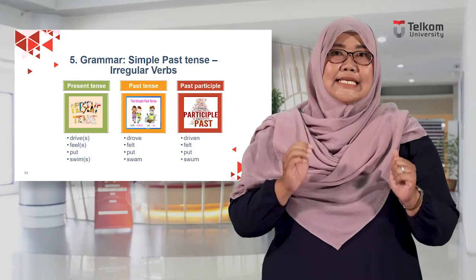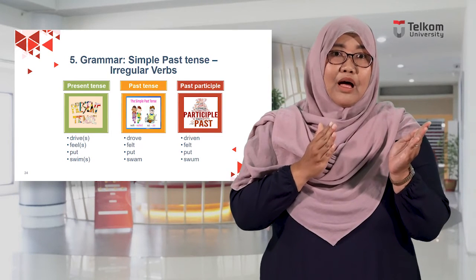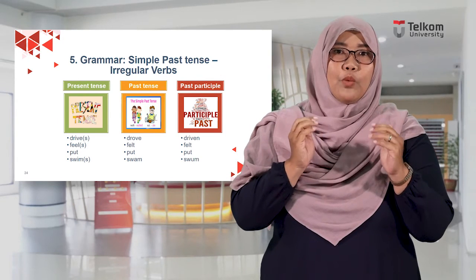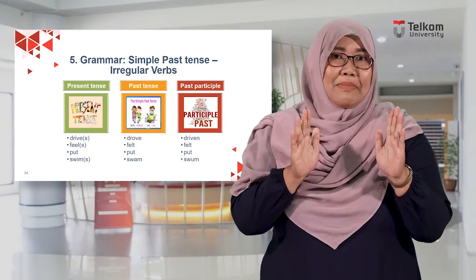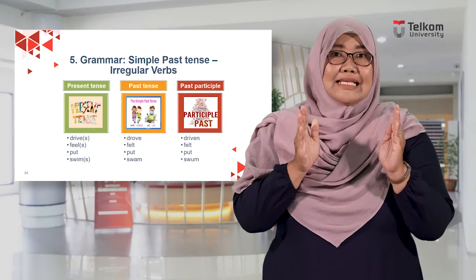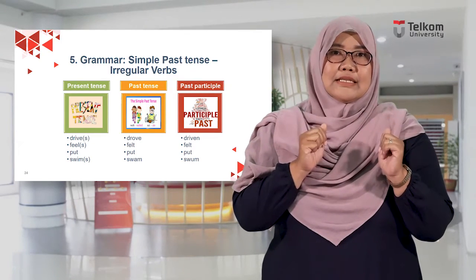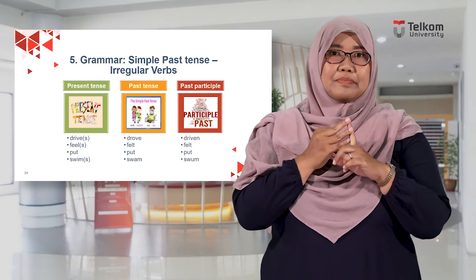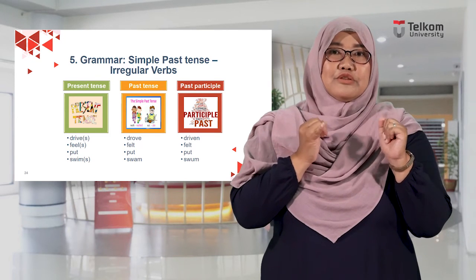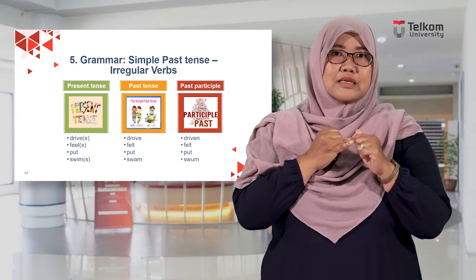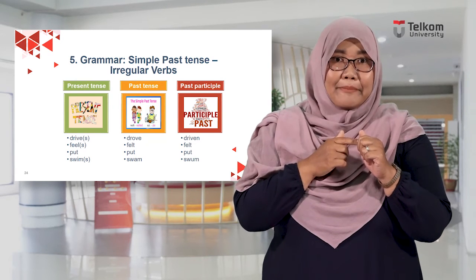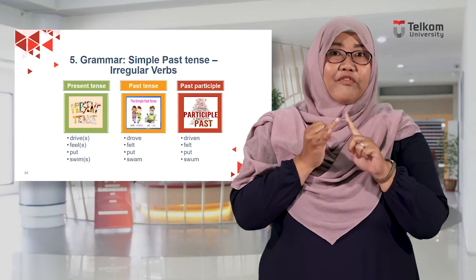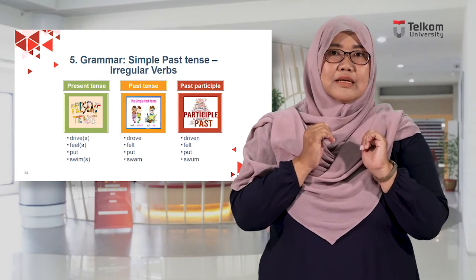In contrast, the simple past and past participle of irregular verbs can end in a variety of ways, with absolutely no consistent pattern. Here are some examples. The present tense: drive, feel, put, swim. The past tense: drove, felt, put, swam. The past participle: driven, felt, put, swum.